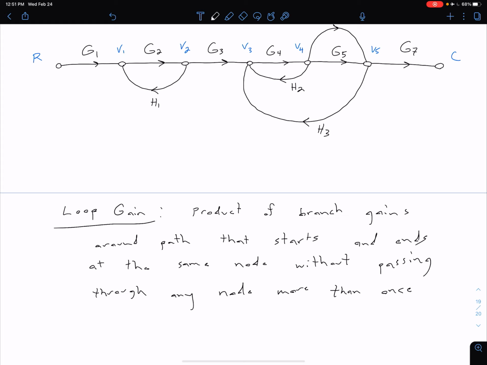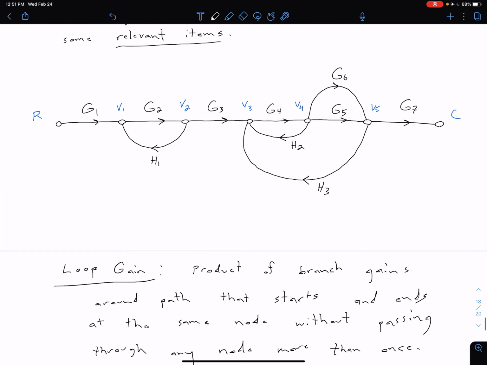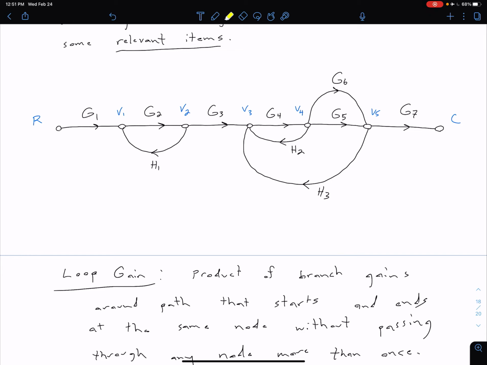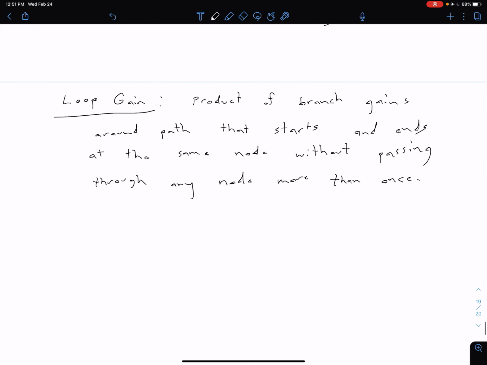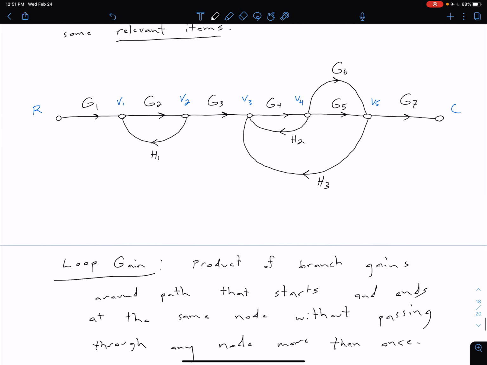Coming back to our example signal flow graph here, we can work our way left to right. One loop is if we start here at V1, we go through G2, and then we come down through H1, and now we're back where we started. Again, the loop gain is going to be the product of the branch gains. In this case, the product of those gains is just G2 times H1. Sometimes we might define our loop gains as L1, so we can say L1 is equal to G2 H1.